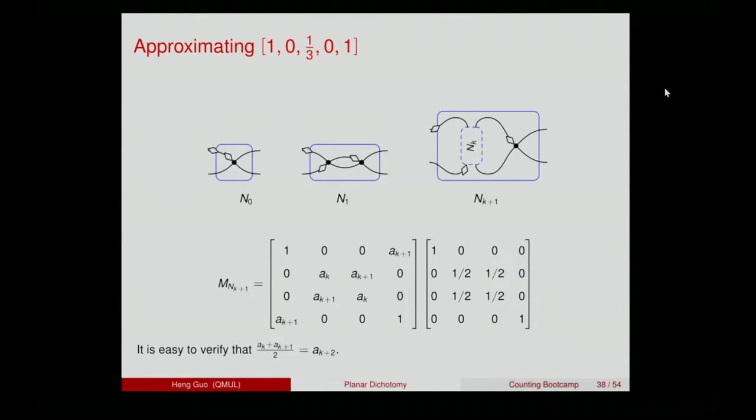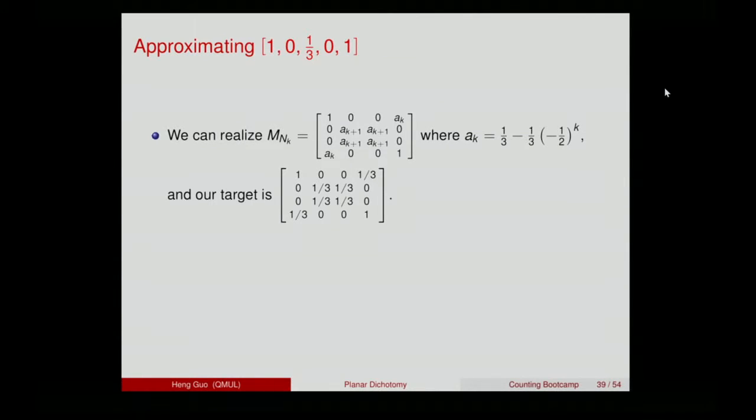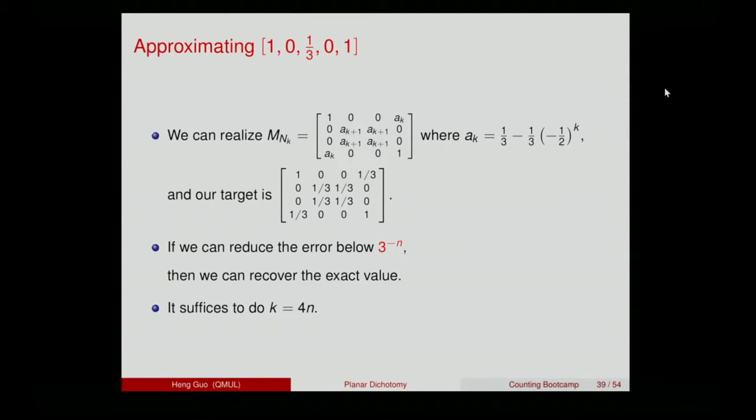And it's not hard to verify that the average of these two is closer to a third, so it's A_k plus 2. So we can realize this, where A_k is exponentially accurate, and we want to approximate this. Then we only need to make sure the error is smaller than 3 to the minus n. And so we can recover the exact value. It's not hard to verify that this works out when you pick, say, k to be 4 times n. So this is a very simple proof, actually.